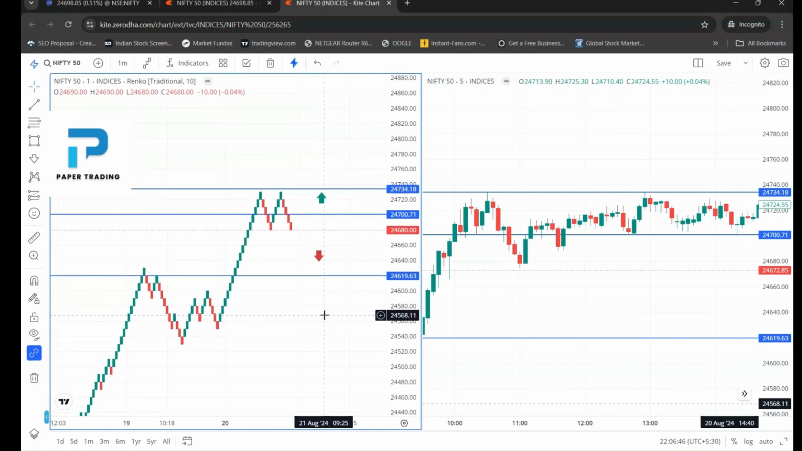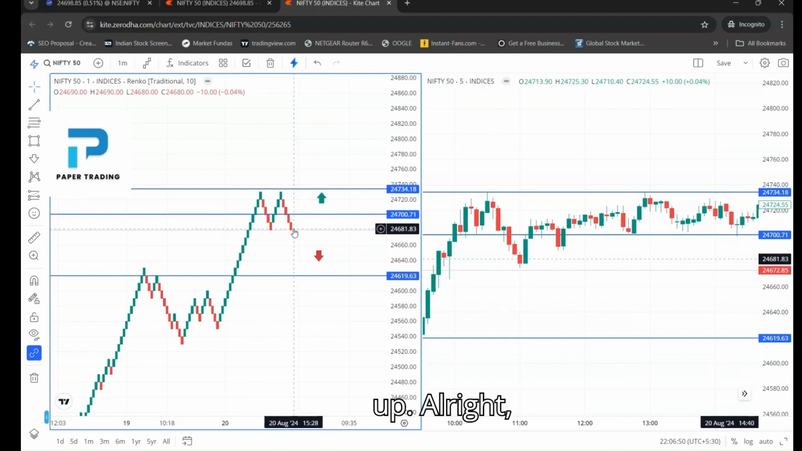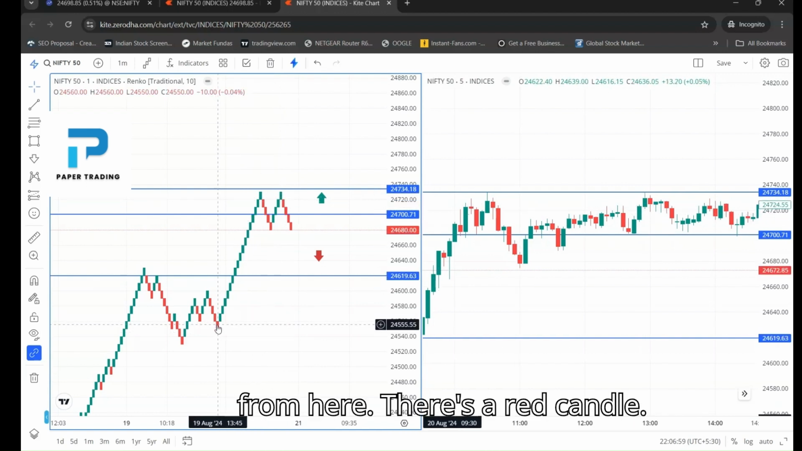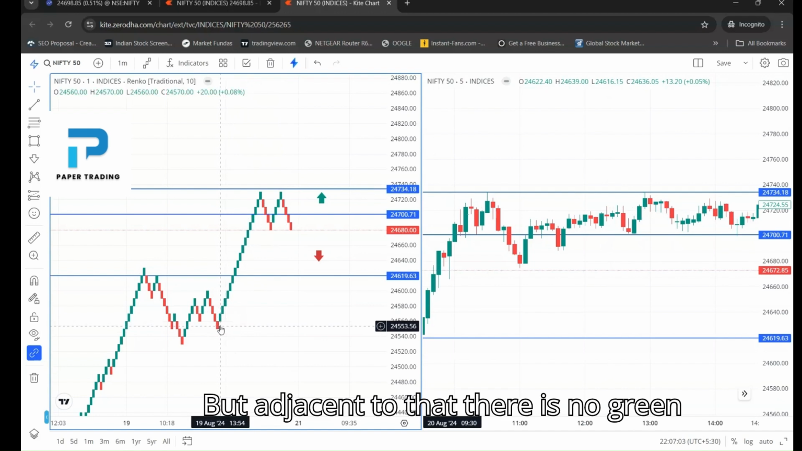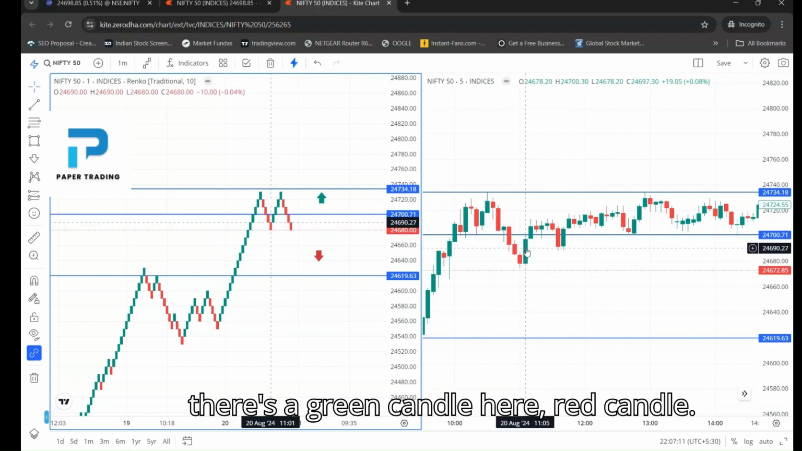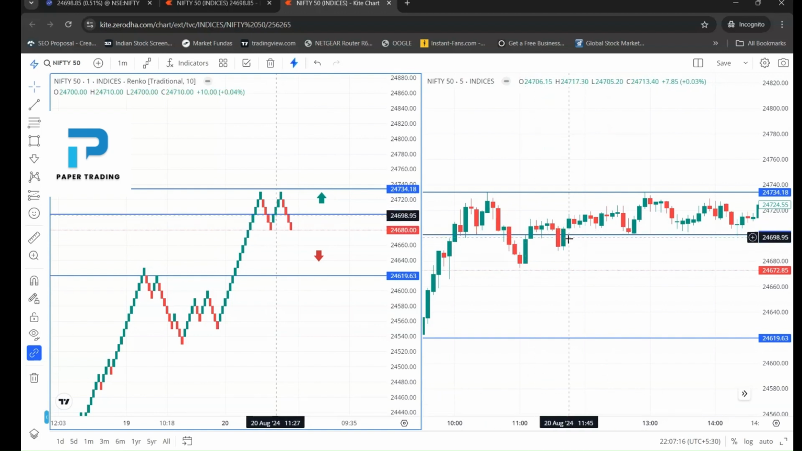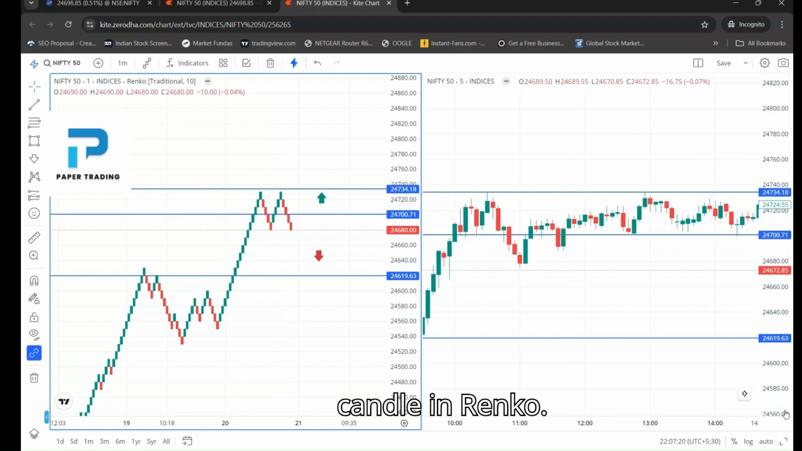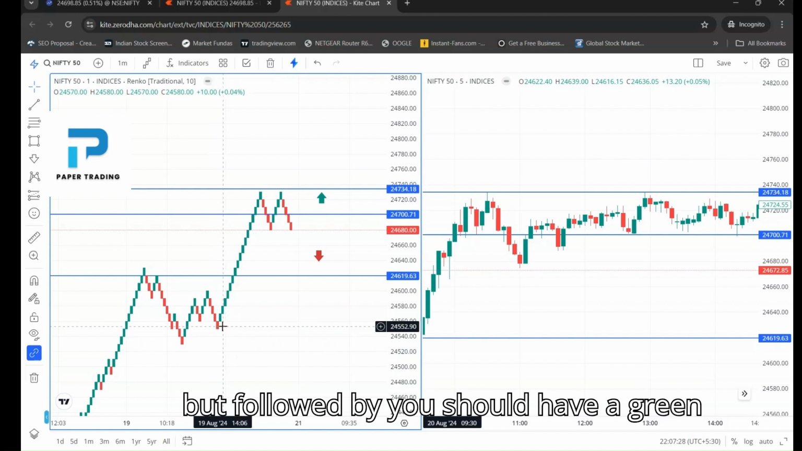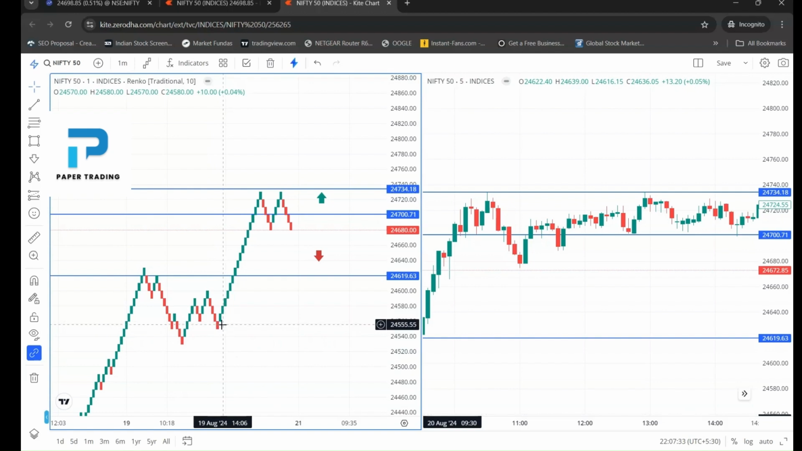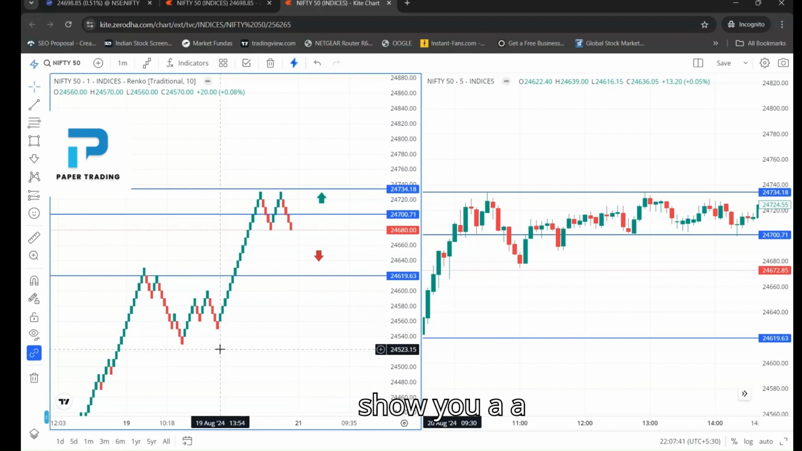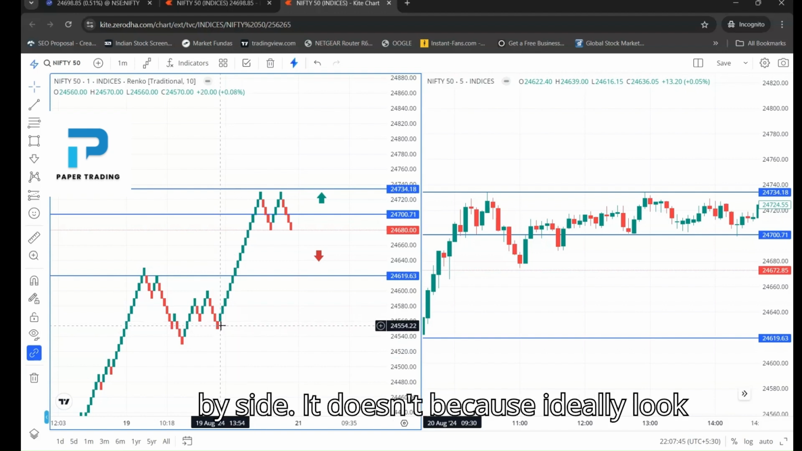You need to understand that in Renko, a box is formed only when the price moves by the box size. See, the price comes down from here. There's a red candle, but adjacent to that there is no green candle. You might have noticed it. If you look here in the normal chart, there's a red candle and adjacent to that there's a green candle. Even though the candle is the same size, the market going up gives you a green candle. In Renko, you don't have that. In Renko, you have a red candle, but followed by it you should have a green candle, and Renko doesn't show you that box. It shows a box only when the move continues, not when it reverses right away side by side.